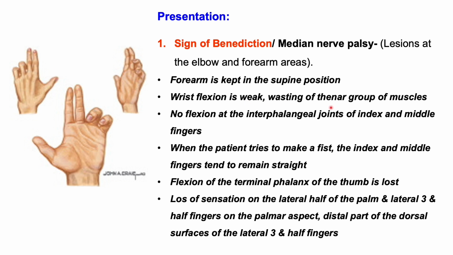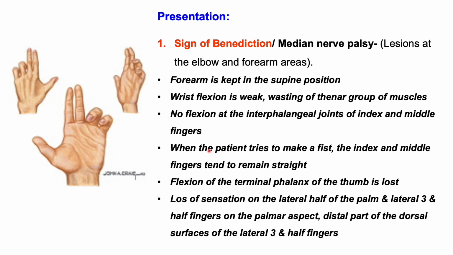There will be wasting of thenar group of muscles. If it is a chronic condition, you can see the wasting of the thenar group of muscles because the muscles are not powerful for action. So there will be wasting in the thenar eminence. No flexion at the interphalangeal joints of the index and middle fingers. So here you have to remember no flexion, that is in the proximal and the distal interphalangeal joint of index and the middle finger. But for the little finger and the ring finger, it won't be much affected. Okay, because digitorum profundus is intact because that is supplied by ulnar nerve.